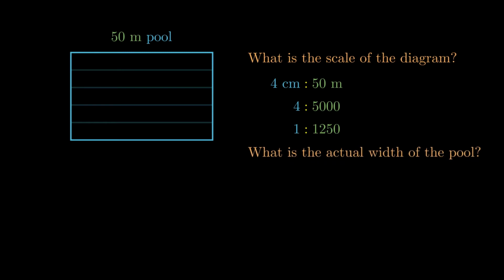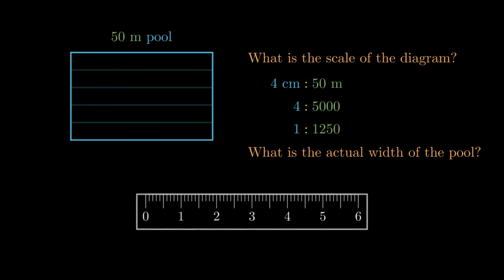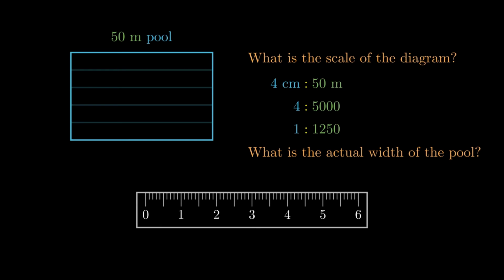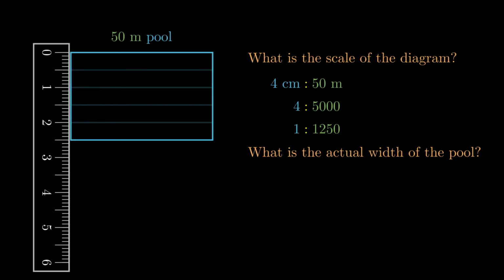Say now we're asked for the width of the pool. Knowing the scale, we can easily convert a measured length on the picture to the actual real life length. Let's do that. We'll bring our ruler back, but this time we measure the width that way, and we find it's 2.5 centimeters on our picture. So we can write that as our blue measured length. Then to convert this to real life, we multiply by 1,250.